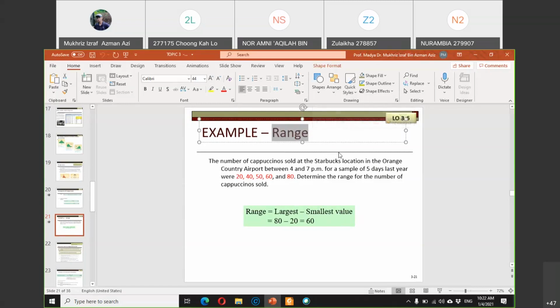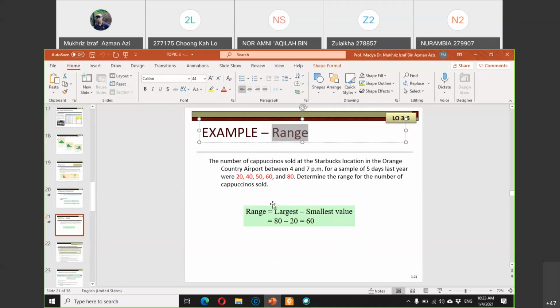Or in Malay we call it julat. Range, or julat, is basically the highest number minus the lowest, or smallest, number in the data set. So in this example, out of these 5 observations, the highest is 80 and the smallest is 20, so the range is 60. It is a very simple method to calculate. You only take 2 numbers.